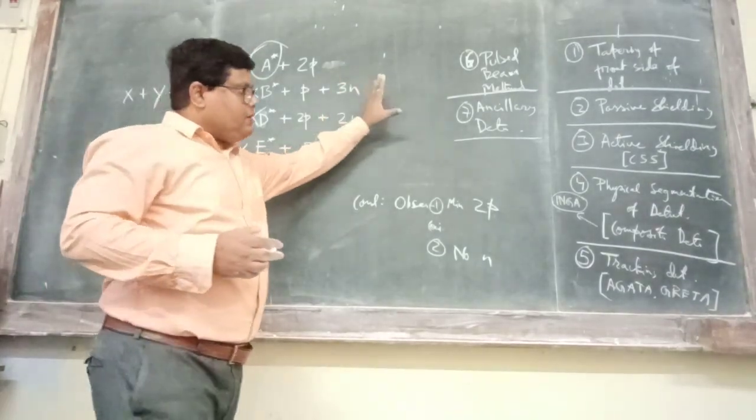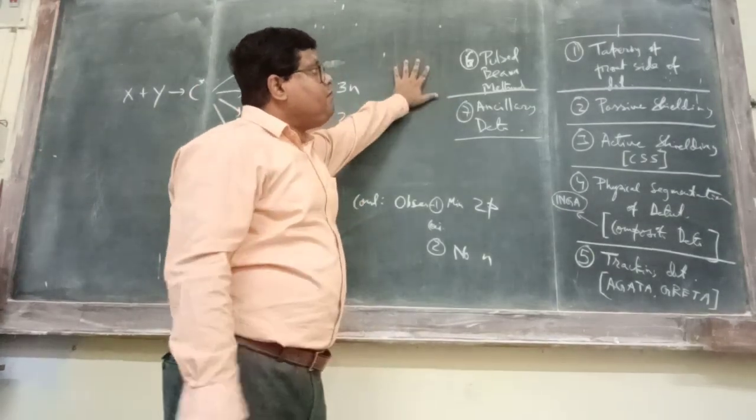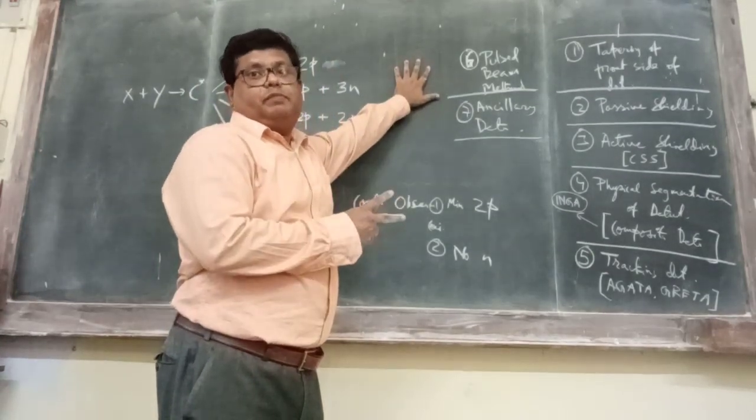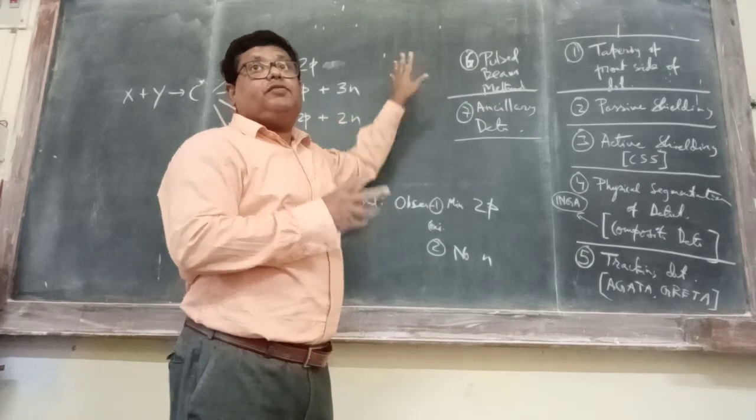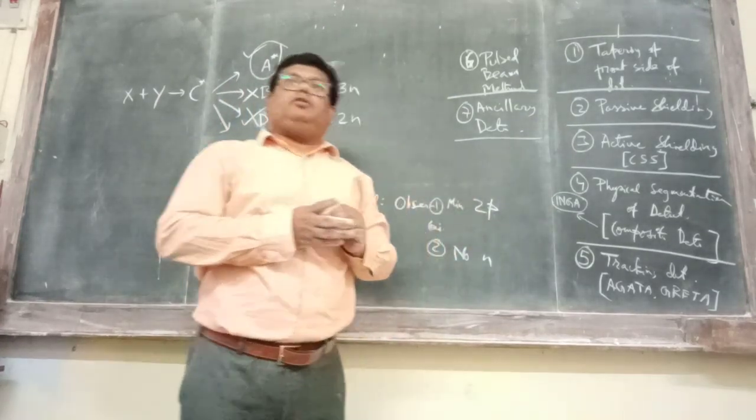So more or less I have summarized the 7 methods. So we have talked about 7 methods of improving the peak to total ratio.